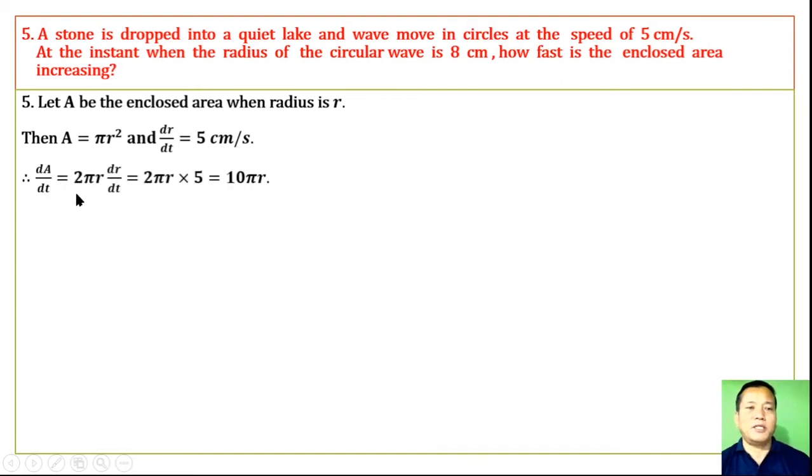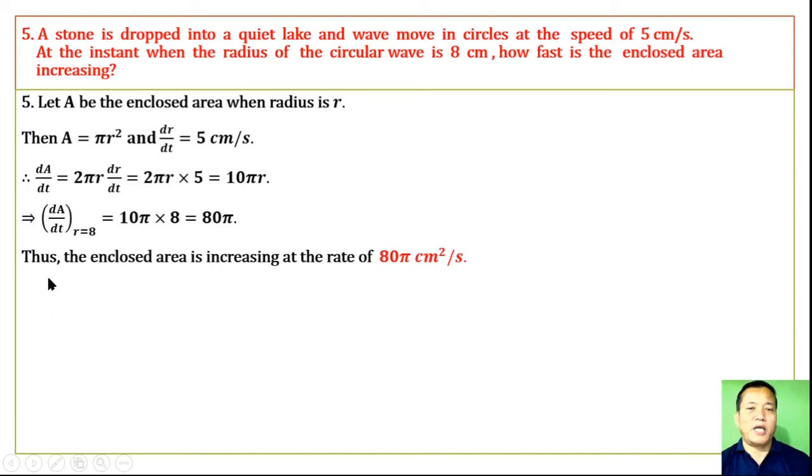Therefore, dA by dt is twice pi r into dr by dt, whose value is 5, which gives 10 pi r. The value of dA by dt when r is 8, we replace r by 8, we get 80 pi. Thus, the enclosed area is increasing at the rate of 80 pi centimeter square per second.